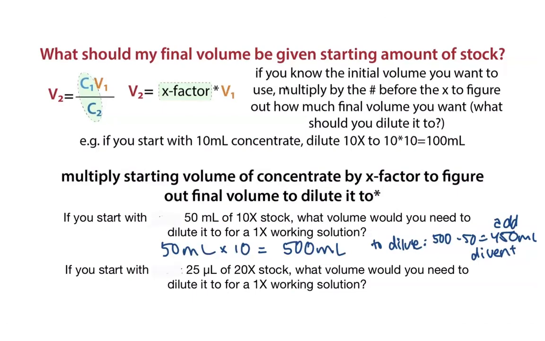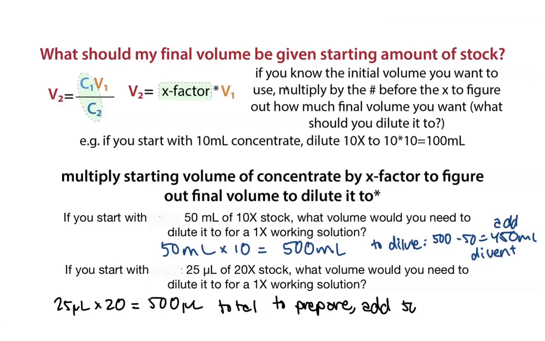What if we start with 25 microliters of 20x stock? What volume would we need to dilute it to for a 1x working solution? Well, in this case, we have 25 microliters times 20, which gives us 500 microliters. And remember, that's our total. So to prepare it, add 500 minus 25 equals 475 microliters of our diluent. And that's how you would actually go about preparing these.